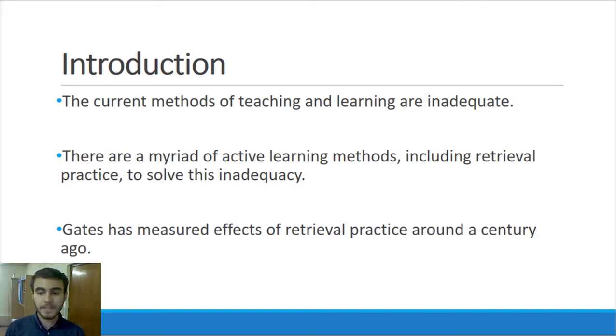A scholar named Gates measured the effects of retrieval practice around a century ago. What he did was he measured these effects by having school children recite the vocabulary that they learned and measuring their efficiency at this. He learned that building recitation into the curriculum meant better retention of the words that the students learned.